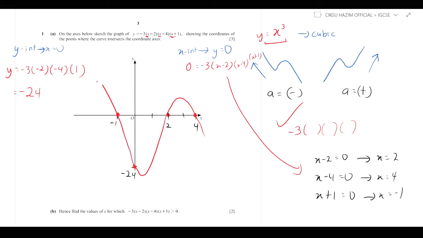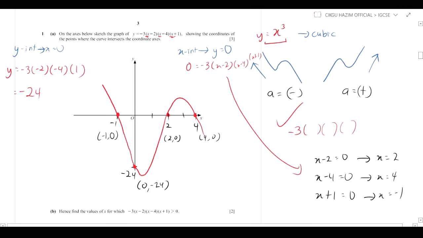Okay, so I hope that it's clear and it's cubic. So that's how we do question number 1A. You also put all the coordinates, showing all the coordinates where it happened. Or if you want to make it really safe, what's the coordinate here? You put here is (-1, 0), here is going to be (2, 0), here is going to be (4, 0), and here is going to be (0, -24).